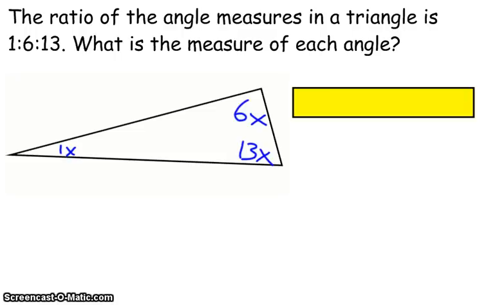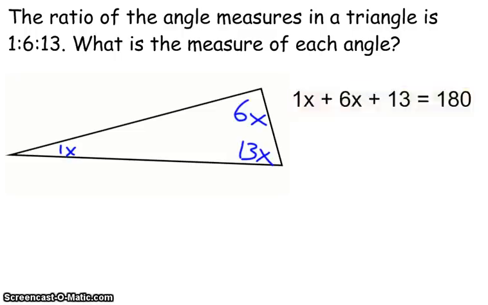Now we know that there's 180 degrees in a triangle, so for our equation, we're going to have 1x plus 6x plus 13x equals 180 degrees. You're going to go ahead and add up the 1x plus 6x plus 13x and solve for your x. And you're going to substitute it in to figure out what the measures of each angle should be. Go ahead and do that right now. Solve for your x and substitute.